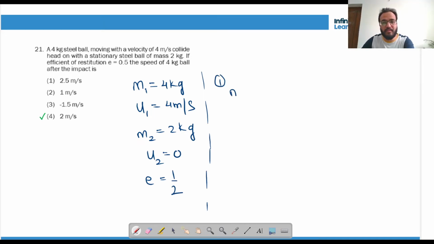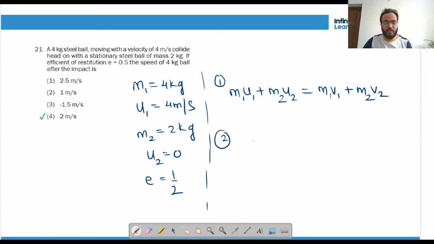Use two equations. One is m1 u1 plus m2 u2 equals m1 v1 plus m2 v2. Use this equation, number 1, momentum conservation. Number 2 is, not energy conservation, the equation of restitution: e equals v2 minus v1 upon u1 minus u2. So use these two equations and then you will definitely get your right answer.